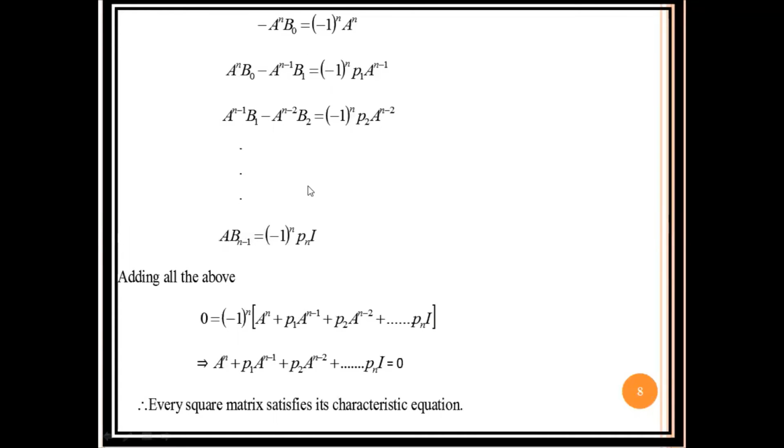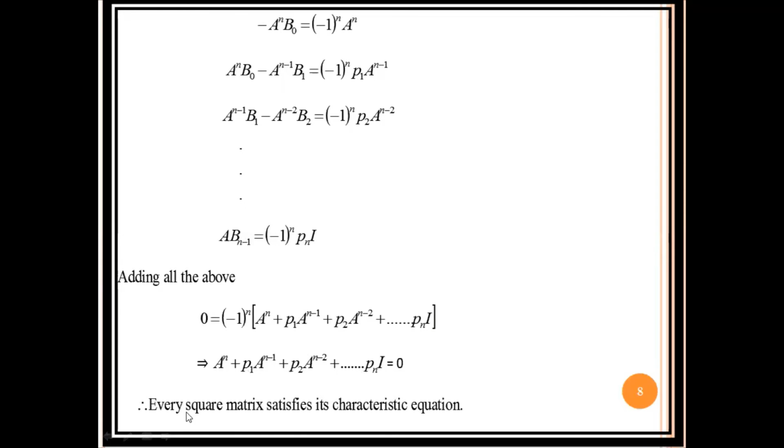Again we get these equations. After that, what will we do? Add all these equations. If we observe the left-hand side, there are repetitions: one is a minus, one is a plus, and like that all the values on the left side vanish. We get 0. On the right side, taking (minus 1) to the power of n as common, we get A to the power of n plus p1 into A to the power of n minus 1 plus p2 into A to the power of n minus 2 plus ... plus pn is equal to 0, and the left side is 0. So finally this is the equation.